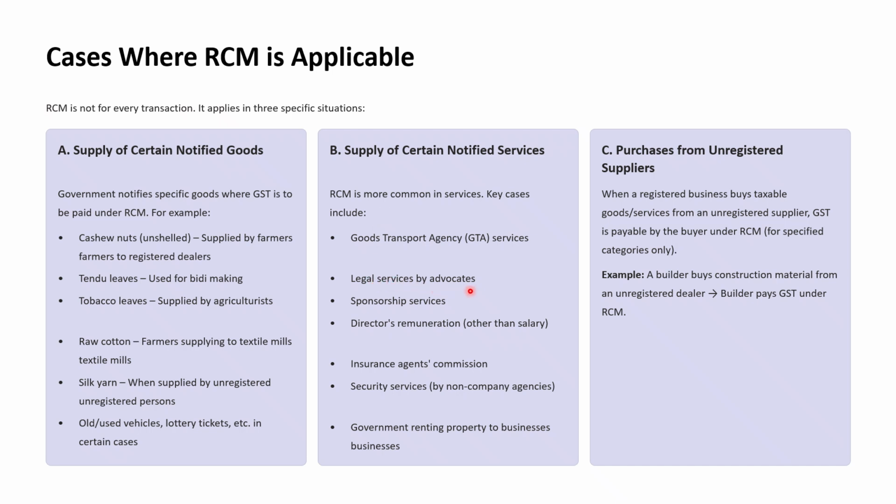So legal services by advocates, sponsorship services, directors' remuneration other than salary, insurance agent commission, security services by non-company agencies, government renting property to businesses, and moreover, some purchases from unregistered suppliers. If an unregistered supplier is supplying goods to a registered recipient, in that case also the registered person will be liable to pay tax under RCM. So if a builder buys construction material from an unregistered dealer, here the builder pays GST under RCM.